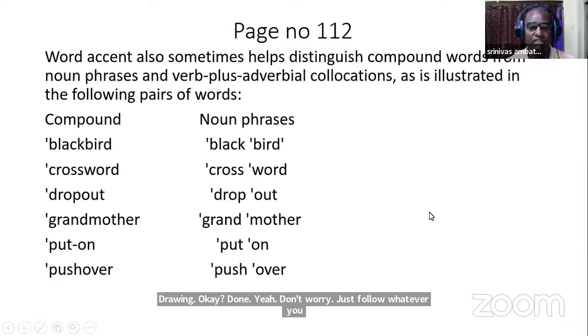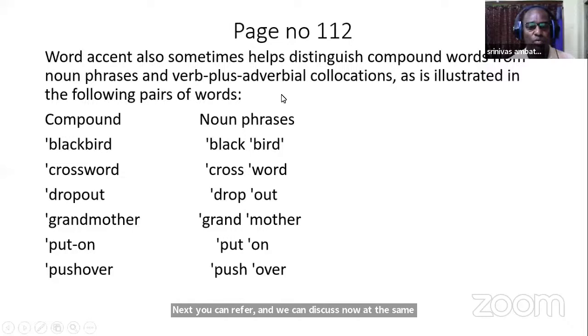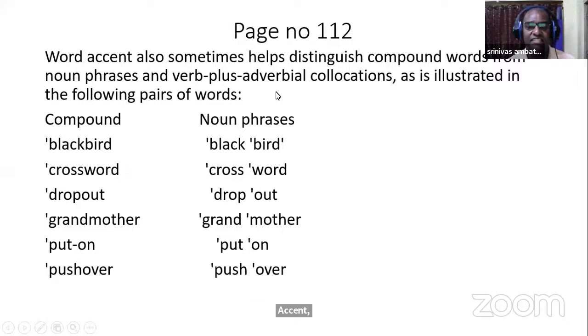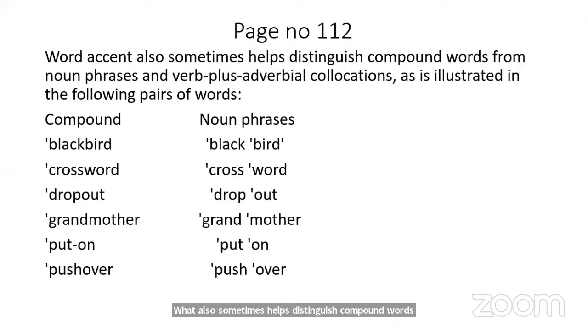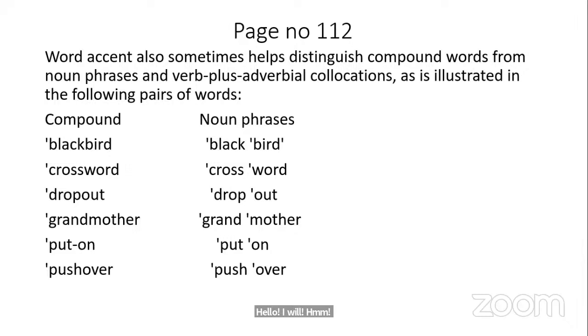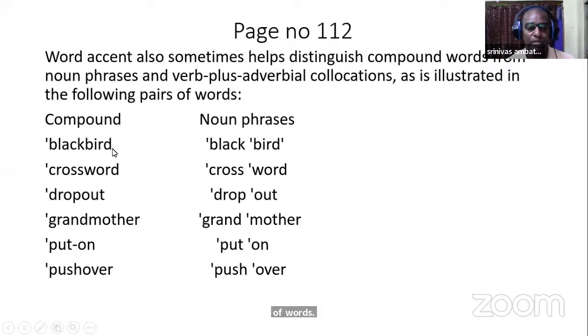Now, on the same page, we have one more. Can anyone read the condition? Word accent also sometimes helps distinguish compound words from noun phrases and verb plus adverbial collocations, as is illustrated in the following pairs of words. Compound word means two words combined. See, black is separate, bird is separate. But if I combine them, you get a different meaning. Okay?